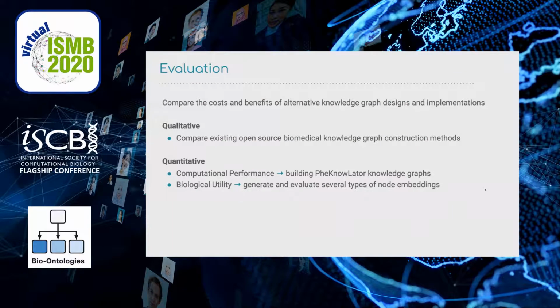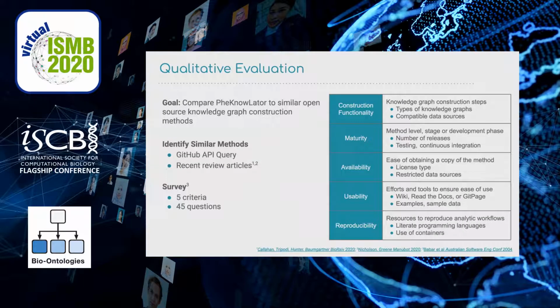To evaluate Phenolator, we aim to compare the costs and benefits of alternative knowledge graph designs and implementations by leveraging both qualitative and quantitative evaluation strategies. For the qualitative evaluation, our goal was to identify similar biological knowledge graph construction methods and to compare them to Phenolator. To do this, we queried the GitHub API using a combination of 31 different keywords, as well as examined recent knowledge graph review articles.